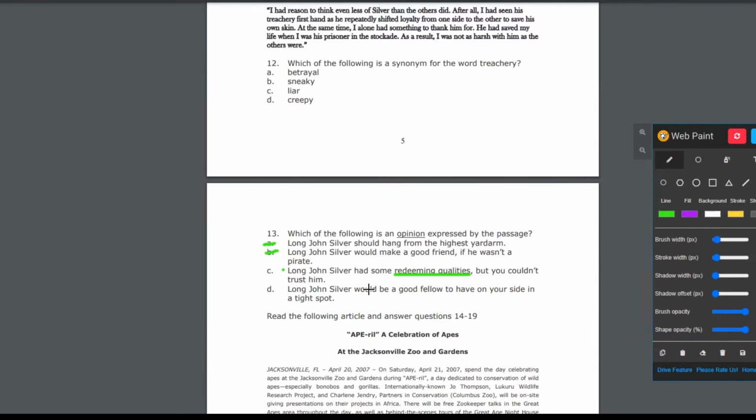So let's take a look at the last answer to see if we can eliminate that one. It says, Long John Silver would be a good fellow to have on your side in a tight spot. Now, in theory, he saved someone's life, right? So we're like, okay, he probably would be a good friend to have around. But the key for me was in a tight spot. We don't know what the situation was when he saved them, right? We know he saved his life when he was a prisoner, but we don't know what was going on in that actual situation to say, oh, I was in such a tight spot and he saved my life. We don't know. So it goes back to confirm that the actual answer is C.